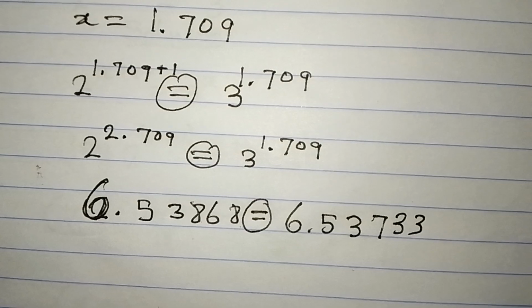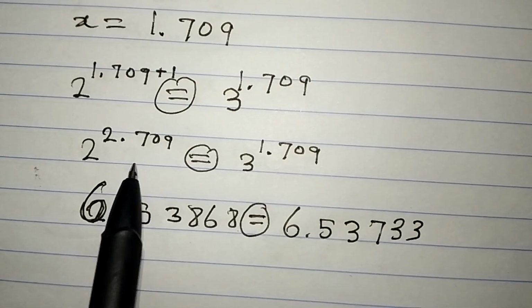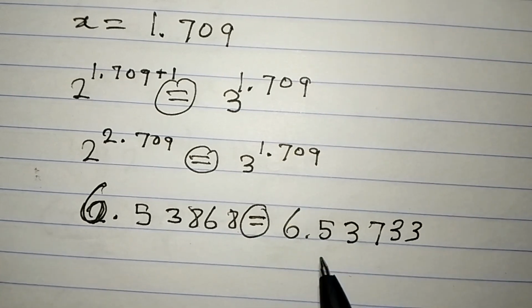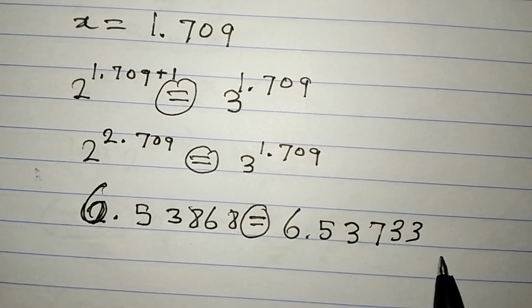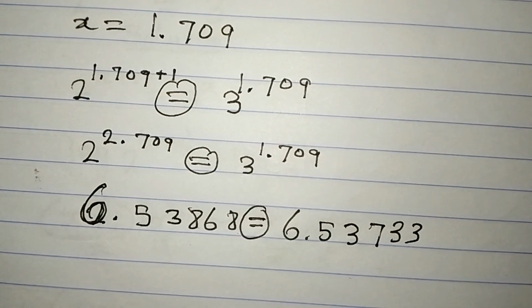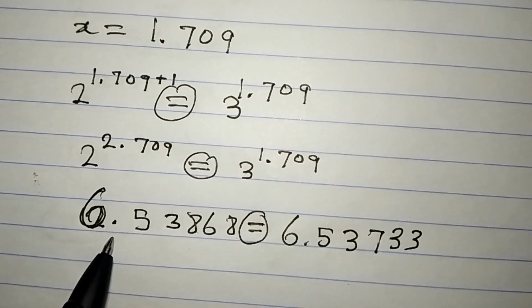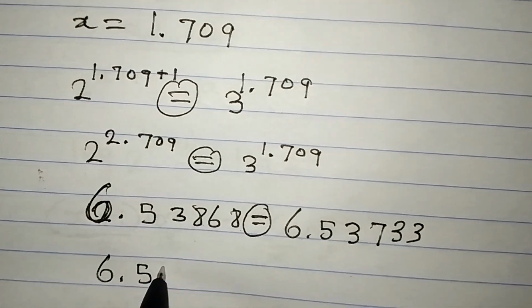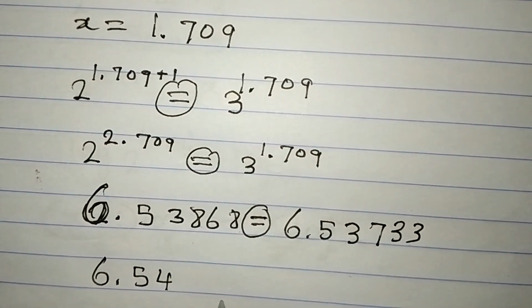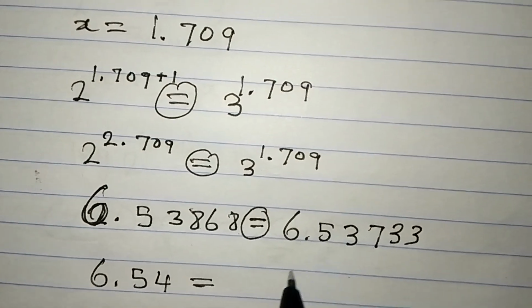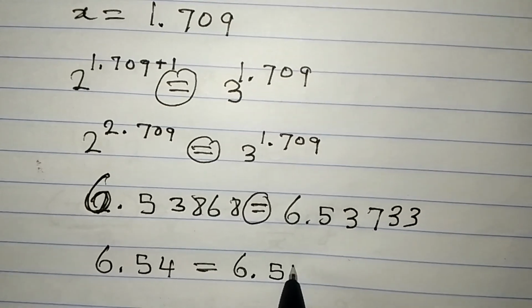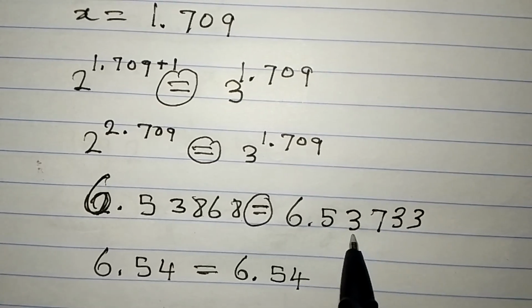Okay, so this is what we have. Remember, we're having approximated figures. So on the left, we're having 6.53868. Then on the right, we're having 6.53733. So can we say that these are equal? We can say that they are approximately equal, because if I approximate this to two decimal places, right? So I'll be having 6.54. Okay, move 1 from here to make this 4, and it will now be equal to this when approximated to two decimal places. We'll have 6.54 as well.